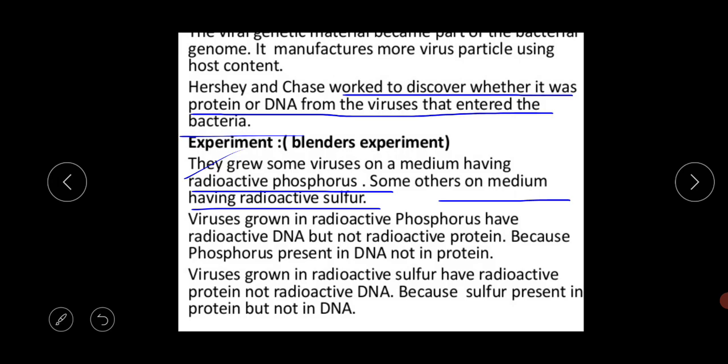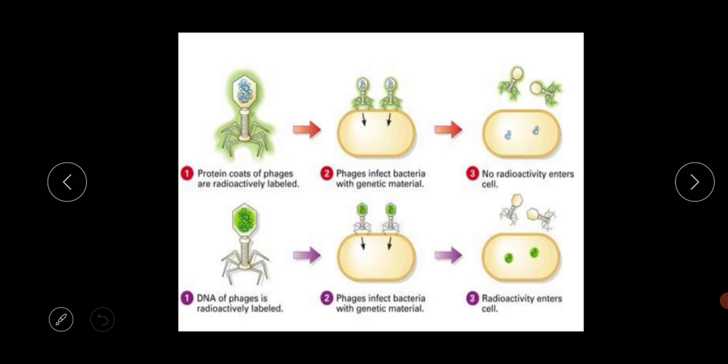Viruses grown in radioactive phosphorus have radioactive DNA but not radioactive protein, because phosphorus is present in DNA, not in protein. The viruses grown in radioactive sulfur have radioactive protein but not radioactive DNA, because sulfur is present in protein but not in DNA. Phosphorus is present in DNA because DNA has a phosphate backbone, but sulfur is absent in DNA. Okay, so this is the picture.